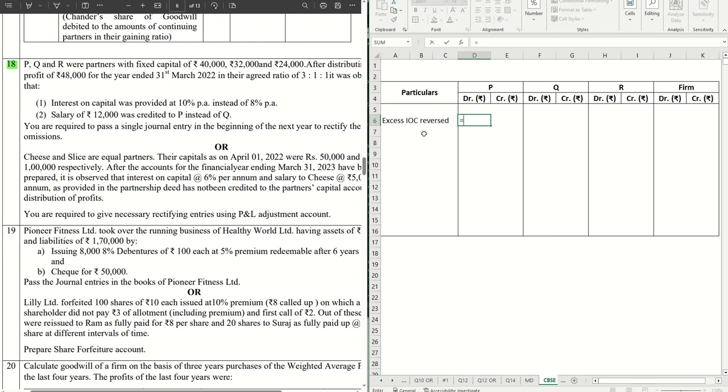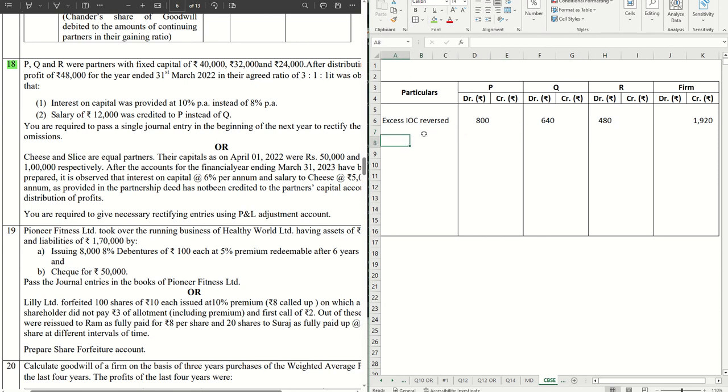So 2%, which is 0.02, into their respective capitals. The capitals are fixed, so things will be straightforward as compared to fluctuating capital. So for Q, the interest on capital will be 2% of 32,000, and for R, this will be 2% of 24,000. That comes to 480. So for the firm, this totally adds up to 1920, right?